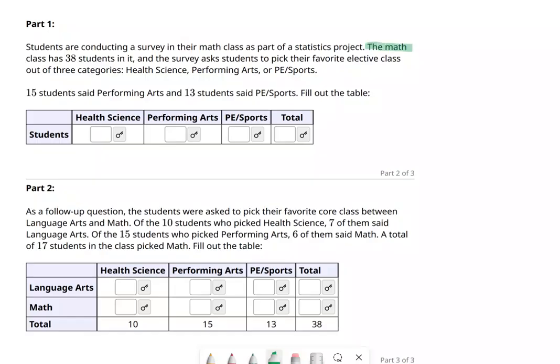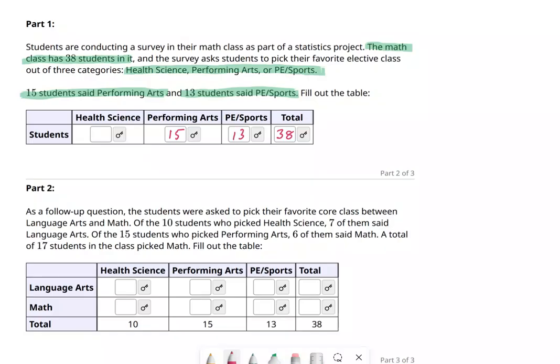We're told that a math class has 38 students in it. Okay, so where can we put that in this table? Well, you have this row that says students, and the total number is 38. Now they're being surveyed, and it asks them to pick their favorite class of these three categories: health, performing arts, or sports PE. So 15 students said performing arts. So we're just going to put 15 in performing arts. And 13 students said phys ed. So that's going to be 13 right here.